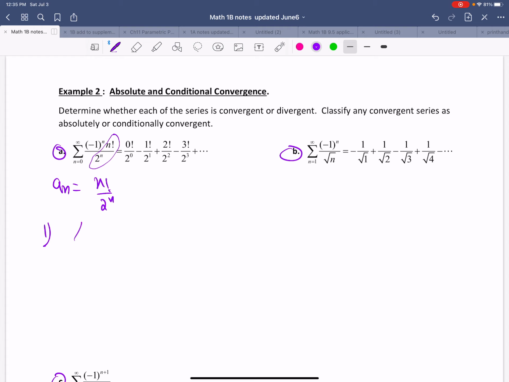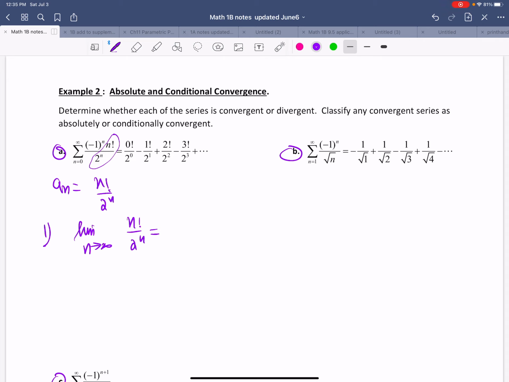So the first condition is the limit as n goes to infinity of n factorial over 2 to the power n. Where does this limit go? On the numerator, I have a factorial function. In the denominator, I have 2 to the power n. n factorial is 1 times 2 times 3 times 4 times 5 times 6 and so on, and 2 to the power n is 2 times 2 times 2 and so on. You can clearly see that your denominator does not grow that fast. The numerator is growing much, much faster. The factorial function grows much faster than the exponential function. So this limit is going to go to infinity.